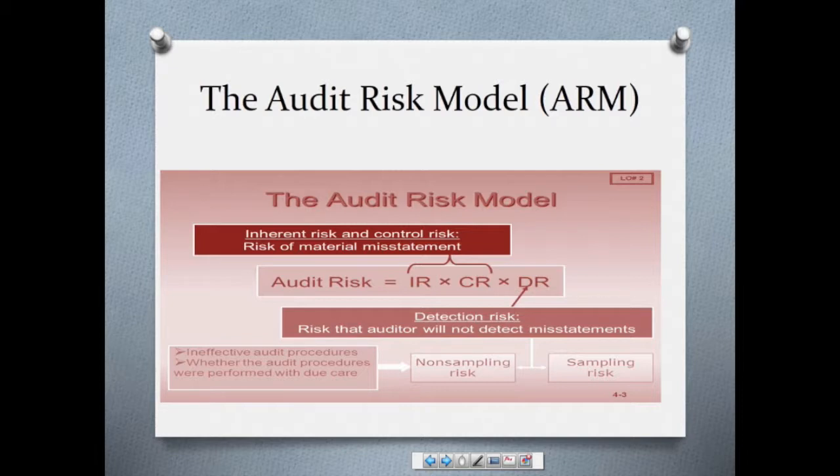So the auditor is going to respond to the risk of material misstatement, and that's what detection risk is. How much risk are they willing to accept that their audit procedures will not detect a material misstatement? So the auditor controls the audit risk they're willing to accept and the detection risk that they're willing to accept in response to the client's environment.